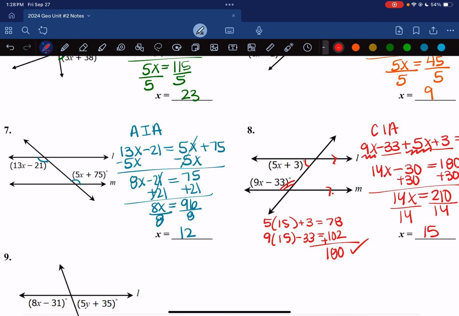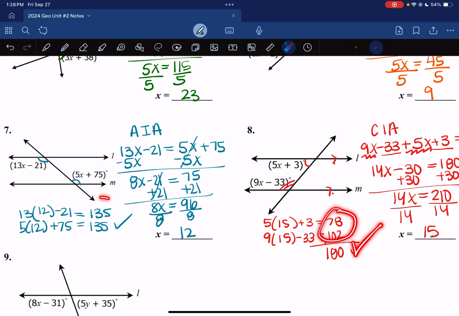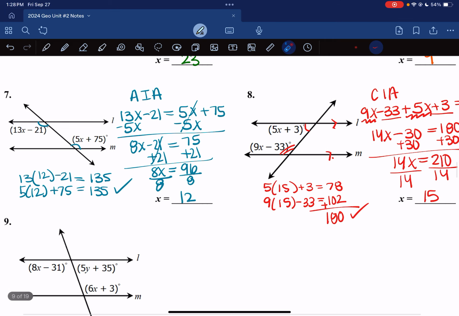On this last one, we can check. So 13 times 12 minus 21 gives us 135. 5 times 12 plus 75 is 135. So they match. So again, one simple way is to take your calculator, plug back in, and see if your answers are reasonable. On these two, they add to 180, it's reasonable. These two are congruent, reasonable.